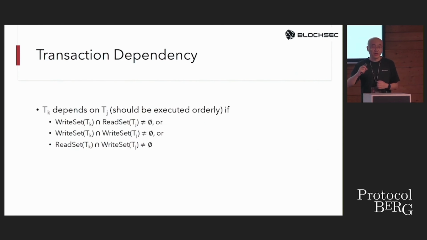We have a formalized definition of transaction dependency, but I will not go through all these formalizations. You just need to know that if the read set or the write set of the storages of two transactions have some intersection, then we say these two transactions depend on each other, so they have a transaction dependency.